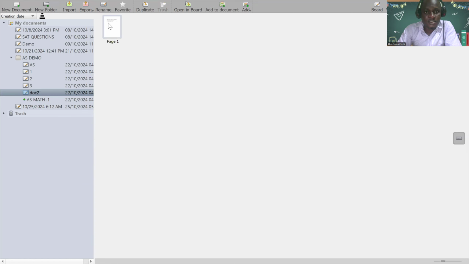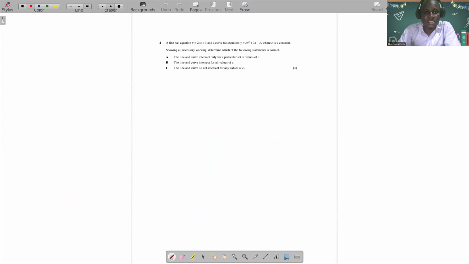If you look at this, there is another problem under that. We have a line with the equation y equals 2cx plus 3, and a curve with the equation y equals cx squared plus 3x minus c, where c is a constant. Now, this one is not showing all necessary working. Determine which of the following statements is correct. The line and the curve intersect only for a particular value, but we know it intersects. Option B says the line and the curve intersect also. The question says the line and the curve do not intersect.